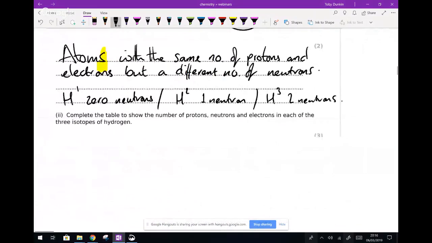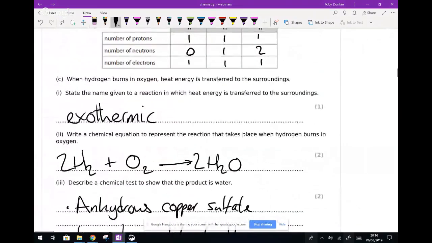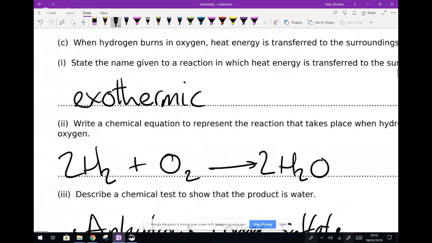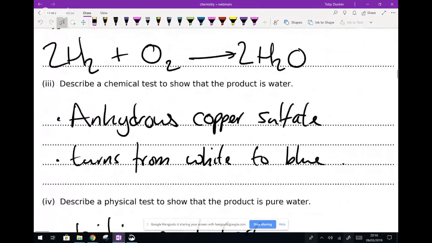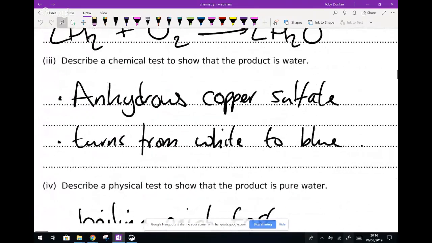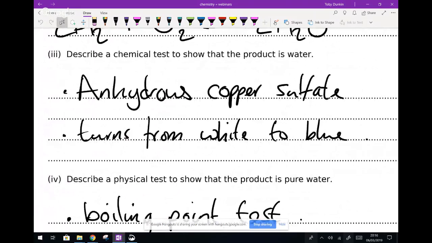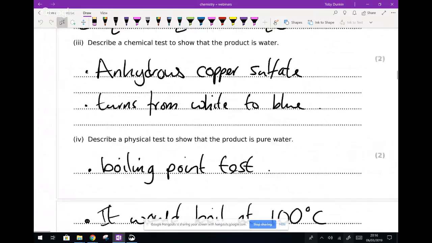Next, complete the table. I thought that was relatively easy. Heat transfer, exothermic. Write the chemical equation for hydrogen. How many people forgot their pairs? Don't forget your pairs. Give the chemical test for water, year 11, learn your tests. Anhydrous copper sulfate turns from white to blue.